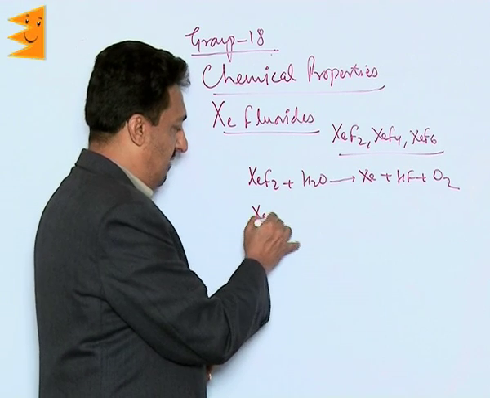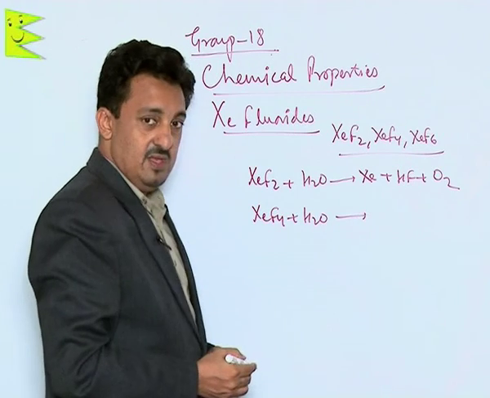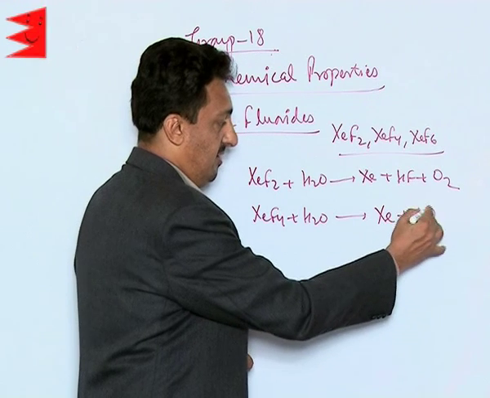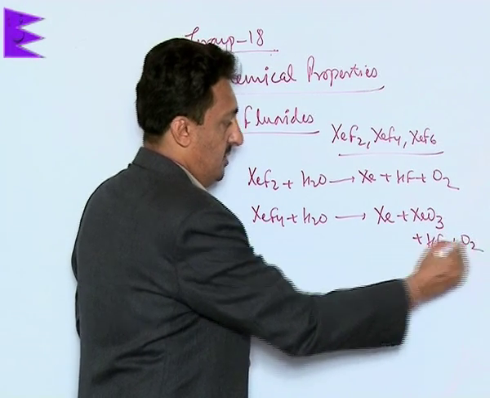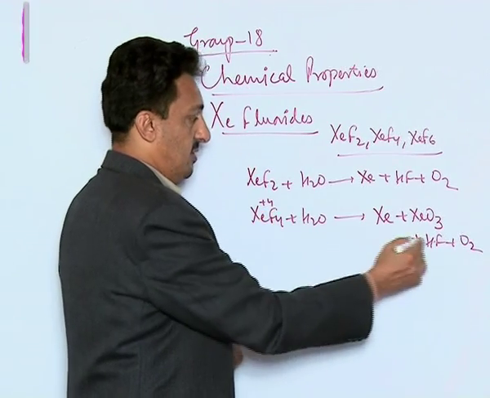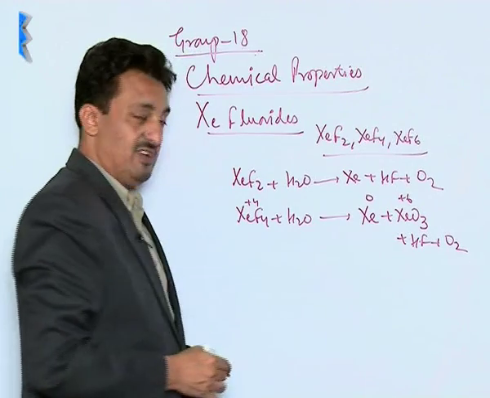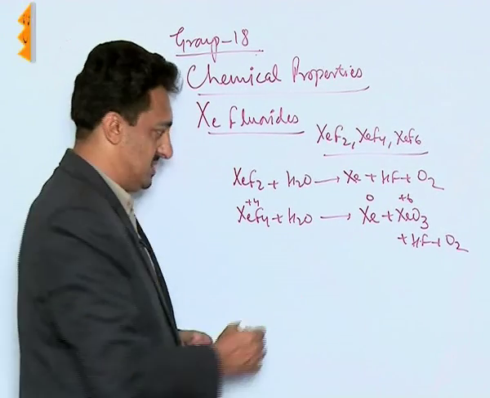When this XeF4 is treated with water, it shows a disproportionation reaction and forms xenon plus xenon oxide plus HF plus O2. So from +4 it goes down to 0 and up to +6. So it's a disproportionation reaction, which shows xenon is not stable in its intermediate +4 state.